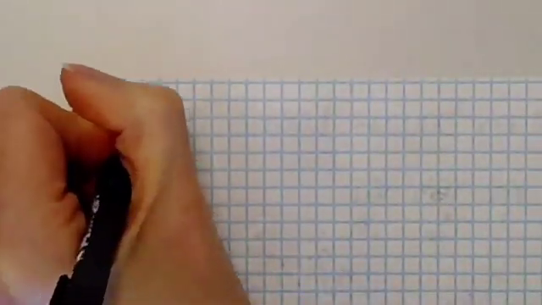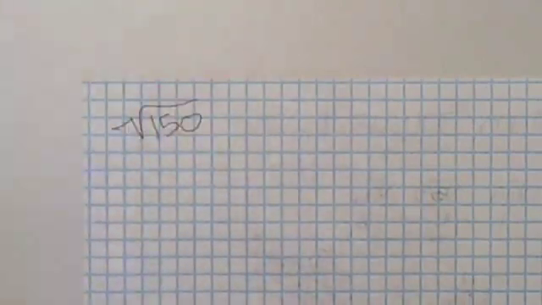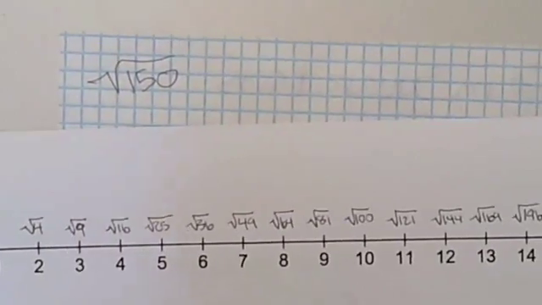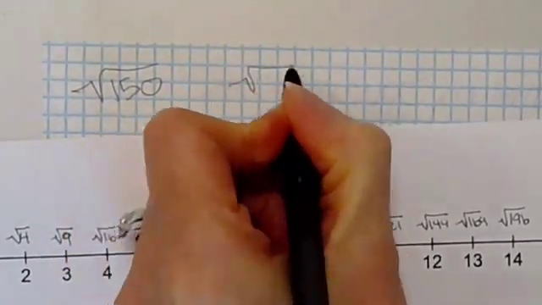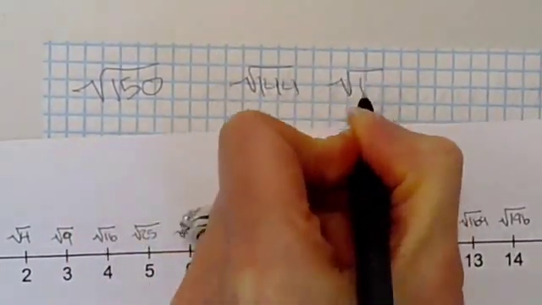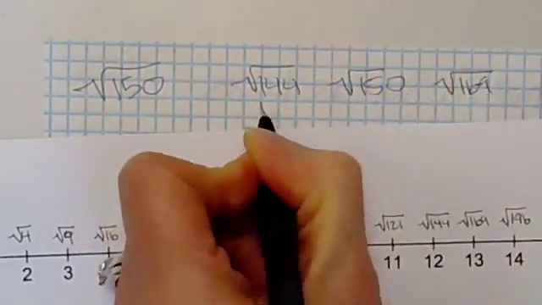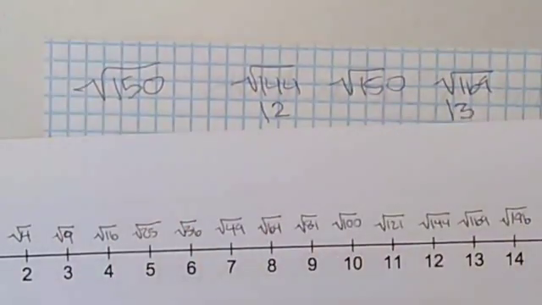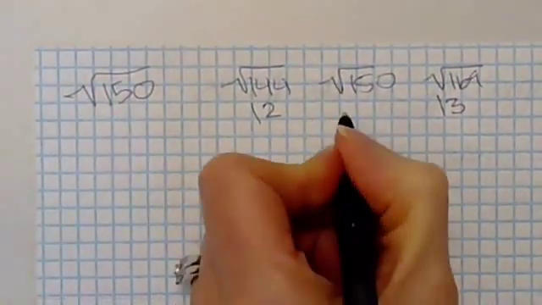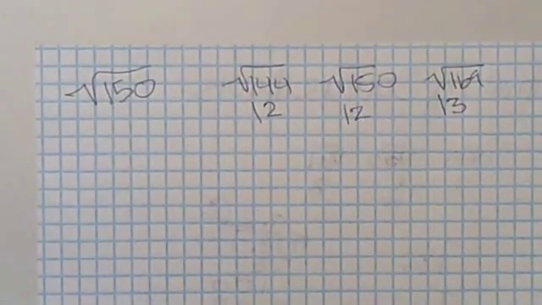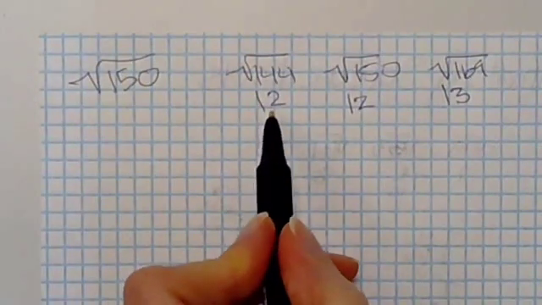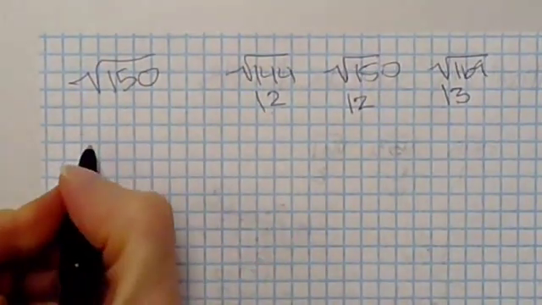All right, next one we're going to do is the square root of 150. So looking at my number line, the square root of 150 is between the square root of 144 and the square root of 169. So it's between 12 and 13. So I know the whole number part is 12 because it's not quite 13. So I'm going to draw a square that's 12 by 12.